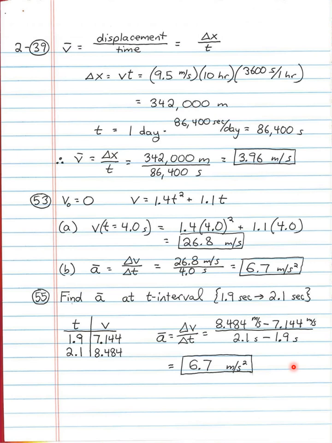You might want to, for some variation, try some slightly different numbers. If you want to be less accurate, try a larger increment. Try 1.8 seconds and 2.2 seconds. If you want to be more accurate, try 1.99 seconds and 2.05 seconds. Just try different increments and see how much it varies from the answer that I got.